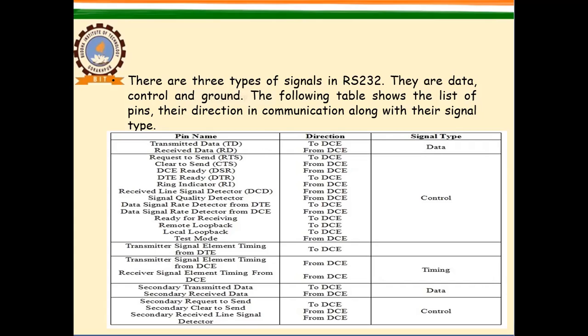Similarly for data, secondary transmitted data and secondary received data are used. And four more control signals are used by DCE, such as secondary request to send, secondary clear to send, secondary receive line signal detector. So these come under the control signal category of RS232.